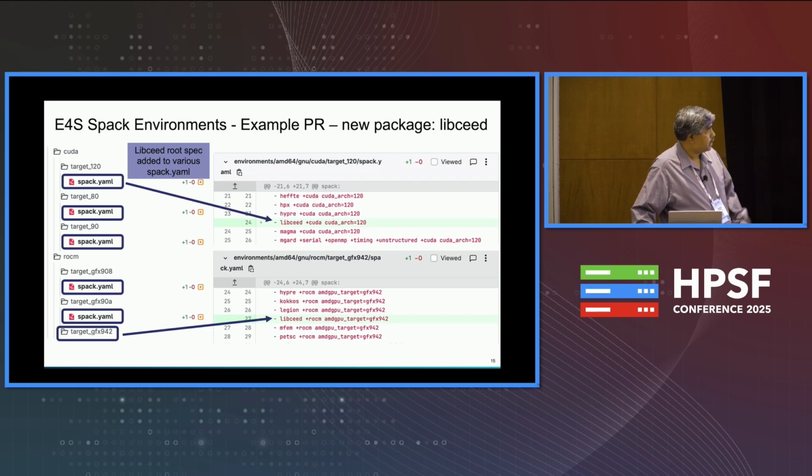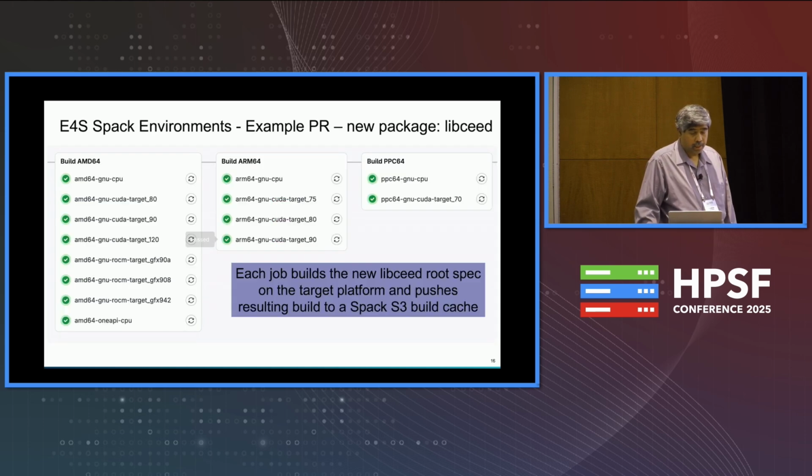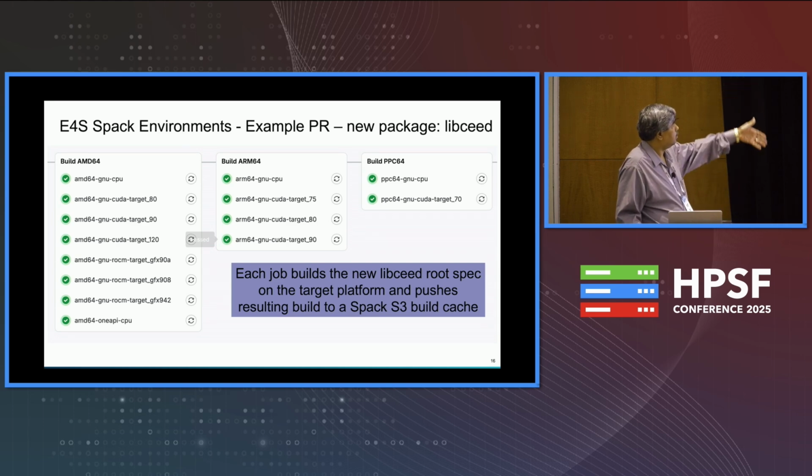Here is a libseed for a ROCm version, and there are different targets for different GPU architectures where we keep the spack.yaml file, and this new PR then triggers off a large number of jobs in our CI system for E4S. So you can see that there's a build for AMD64, there's a build for ARM64, and then PPC64LE over there. And each job builds the new libseed root spec on the target platform and then pushes the build to a Spack S3 build cache where it is stored.